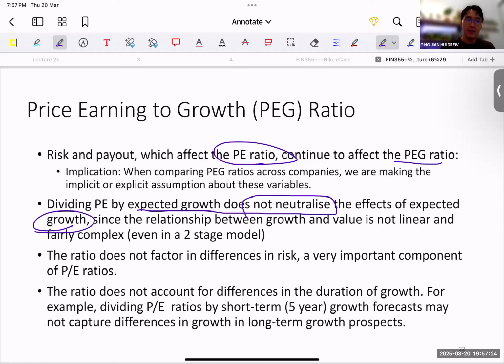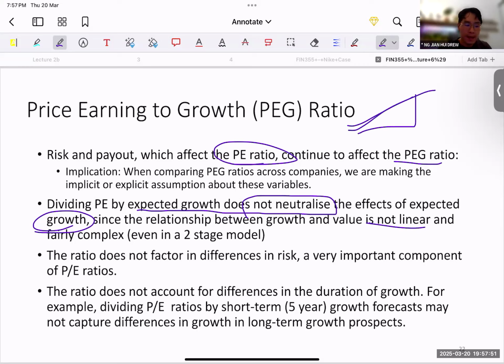Why it does not naturally neutralize it is because, most of the time, the growth rate of the firm is not a linear model. It's fairly complex, to the extent it can be exponential growth. For example, a startup has exponential growth, or it can be a slow growth, right? If it's a mature industry, slow growth. So it's not linear, like a triangle just going up like this.